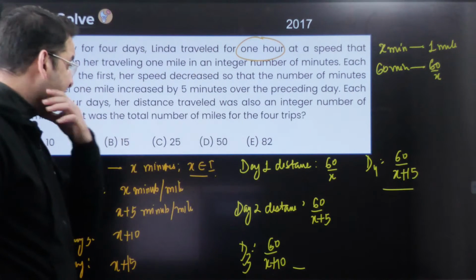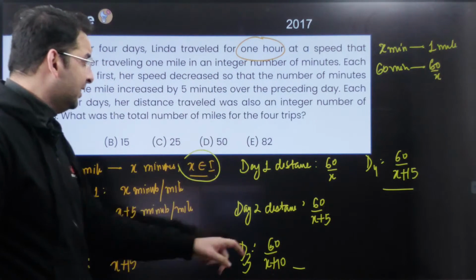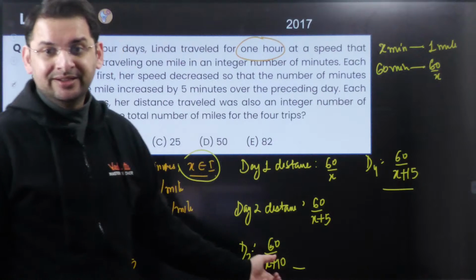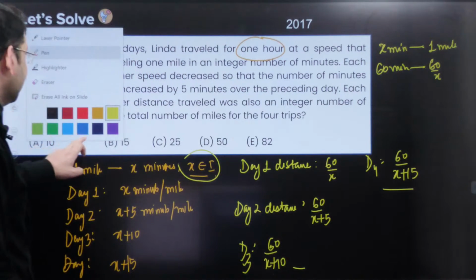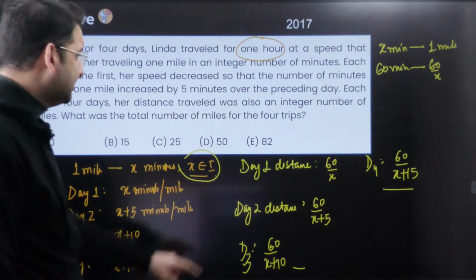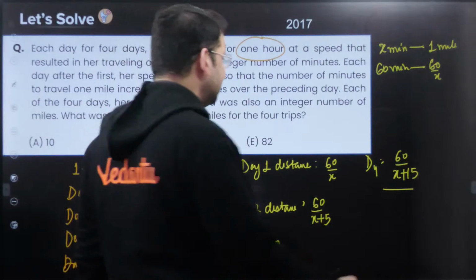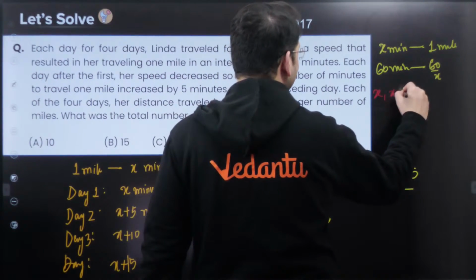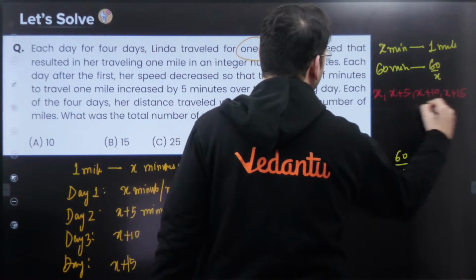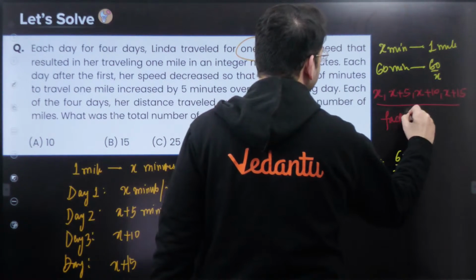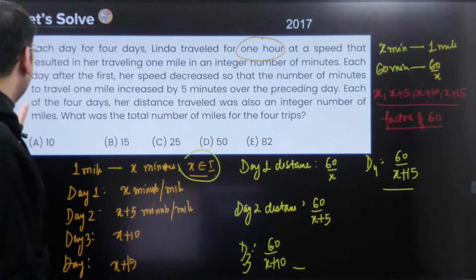Now it is also given that these all distances are also integers. So x clearly is an integer. X is an integer, but these distances are also integers. So can you tell me a value of x, guys? Can you tell me the value of x for which all of these 4 are going to be integers? So can I say x, x plus 5, x plus 10 and x plus 15 are all the factors of 60? X, x plus 5, x plus 10, x plus 15, they are all the factors of 60.